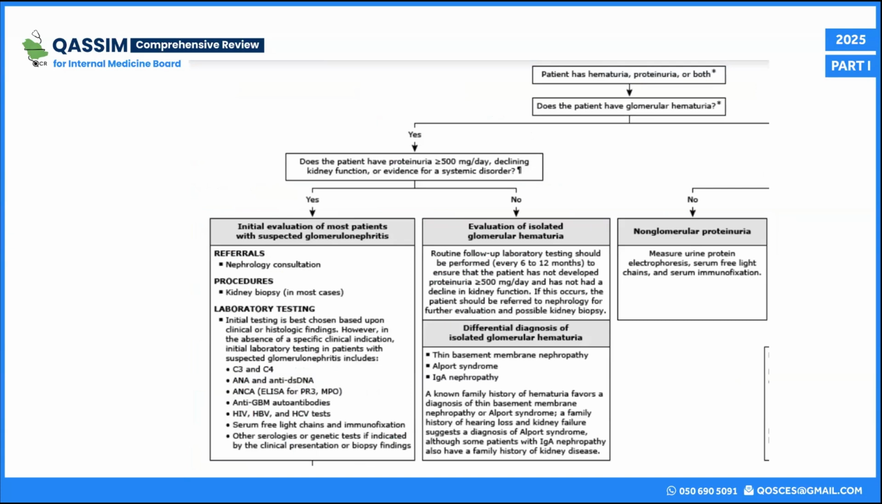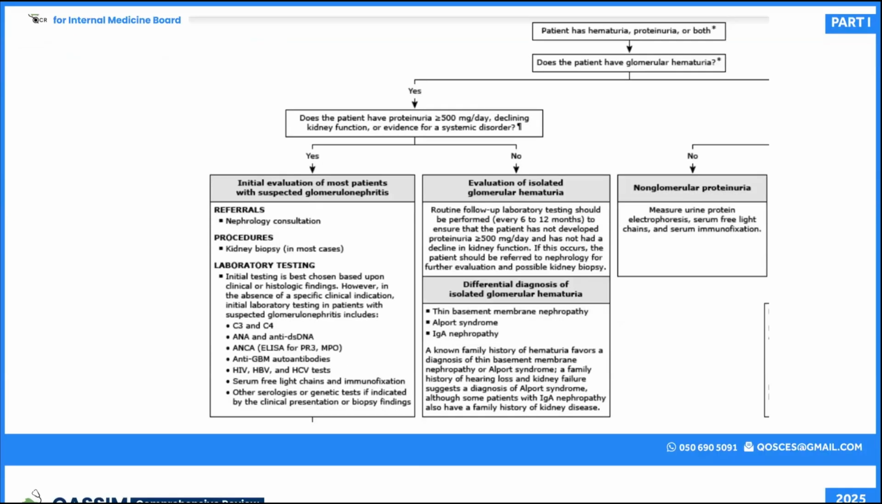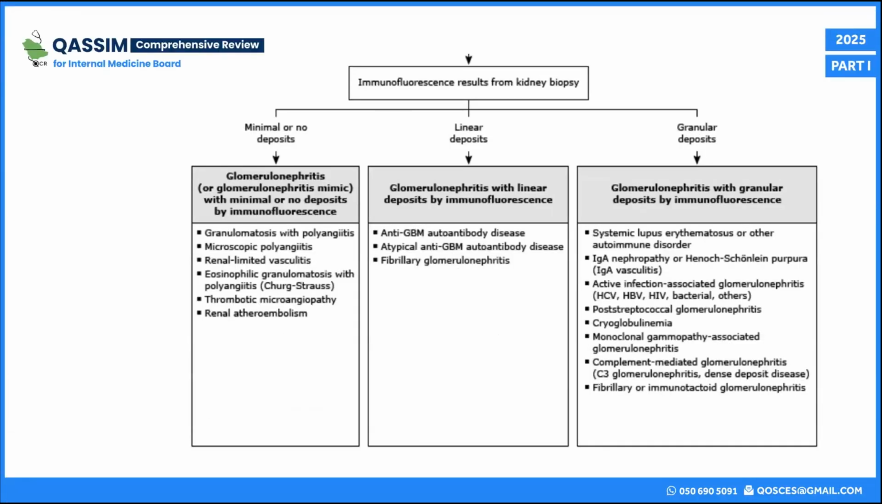Okay, this is important. So how can we approach a patient with nephritic syndrome or hematuria? Does the patient have hematuria or proteinuria or both? If yes, is the proteinuria more than 500 milligrams? Then we will do a kidney biopsy and send for the secondary causes of the nephritic or nephrotic syndrome. If the patient has isolated hematuria, we have to follow up the patient. The most common causes of isolated glomerular hematuria are thin basement membrane, Alport, or IgA nephropathy. The important thing in nephritic syndrome is that we do a biopsy to look at the immunofluorescence.